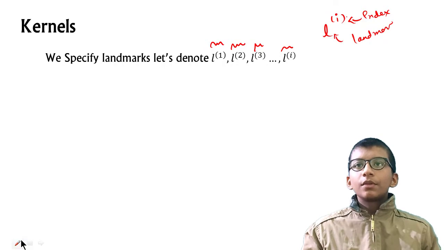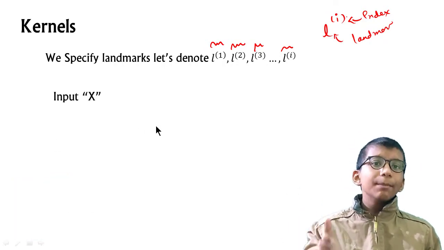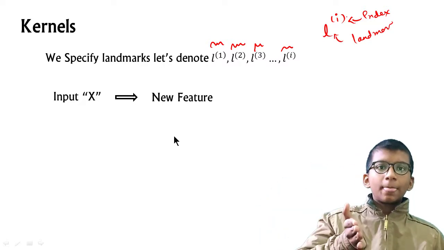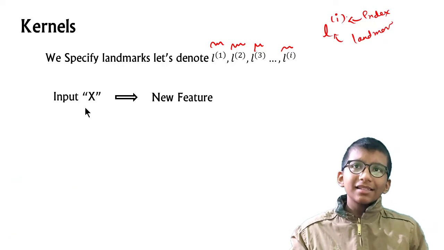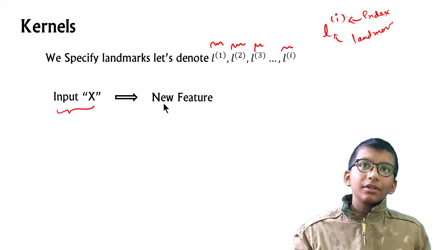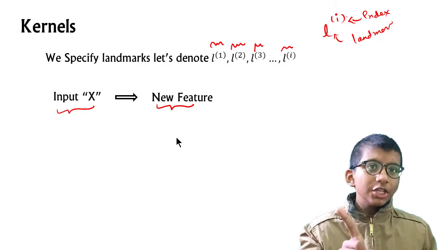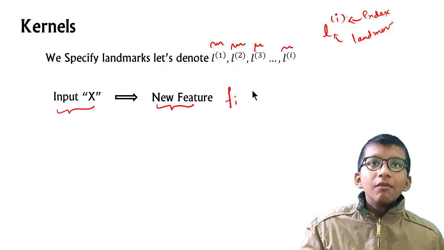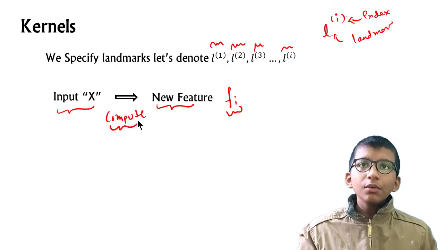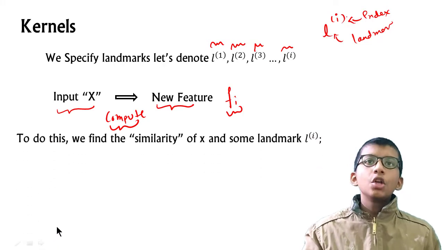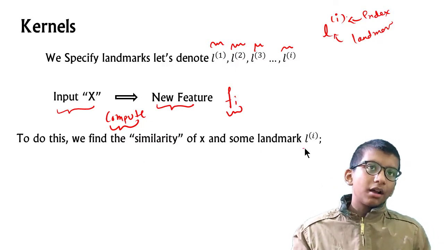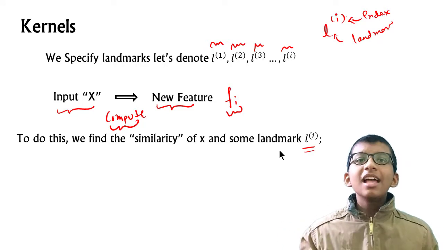If we give our input feature x, then by providing landmarks it computes new features, which we denote as fi. Let's see how this computation happens. For computing, we have our similarity function of x and some landmark li. Let's take a look at what that similarity function looks like.